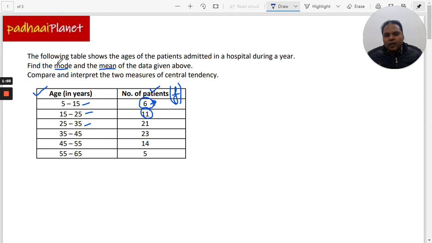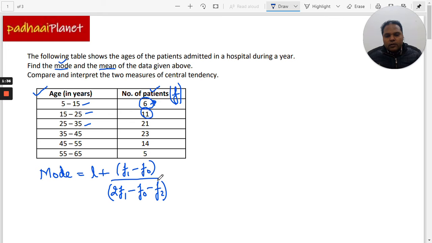Now let's start with finding out the mode of the data. Mode of any data is equal to L plus (F1 minus F0) divided by (2F1 minus F0 minus F2), multiplied by H.